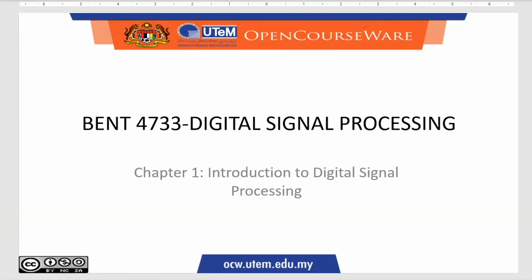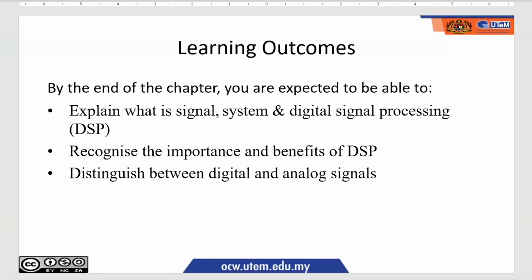What are the learning outcomes which need to be gained by the student at the end of this chapter? The students are expected to be able to explain what a signal, a system, and digital signal processing are. This means that at the end of these 37 pages of slides, all 27 students are capable of explaining what a signal is. The first one is the signal itself, what the signal is all about, and the second one is the system.